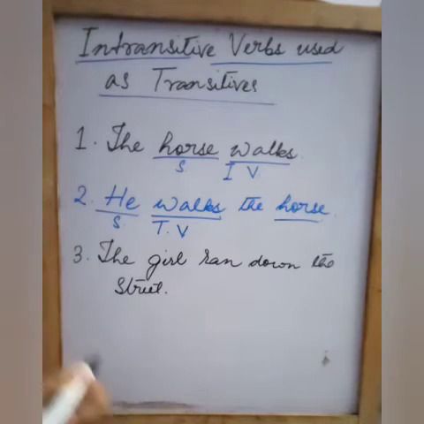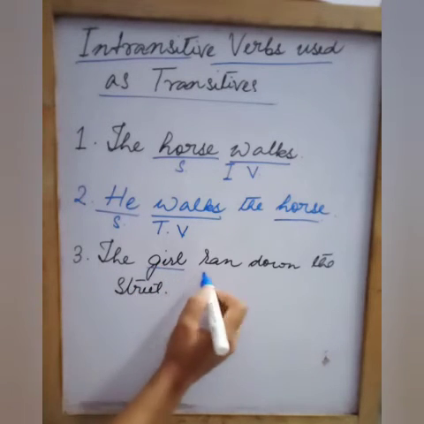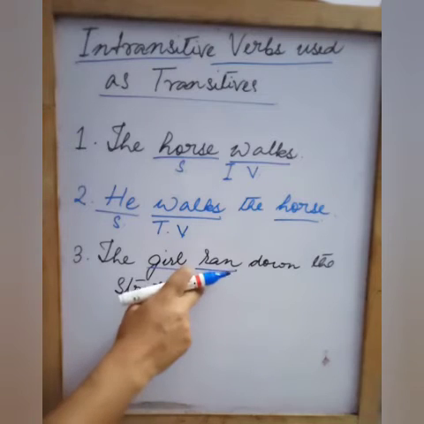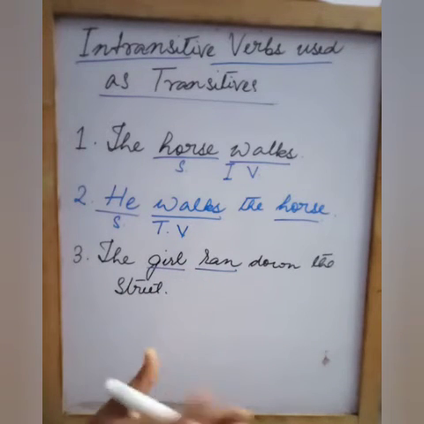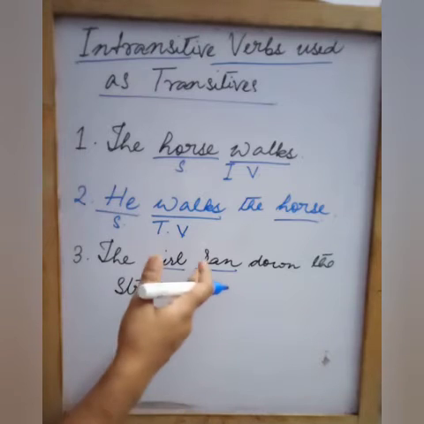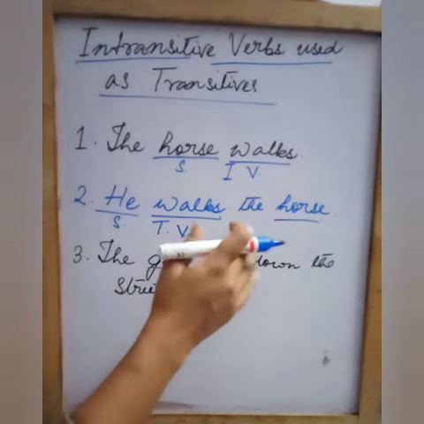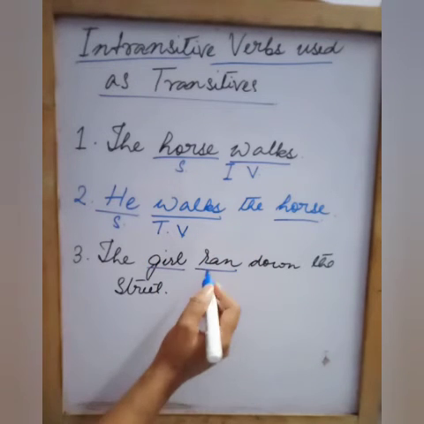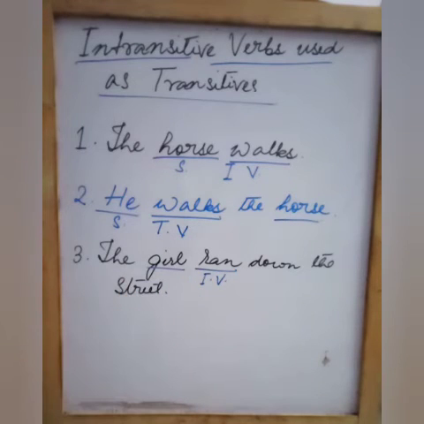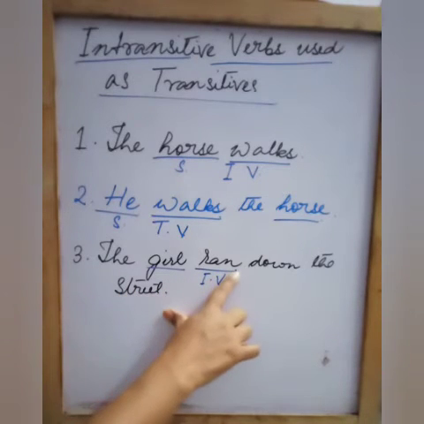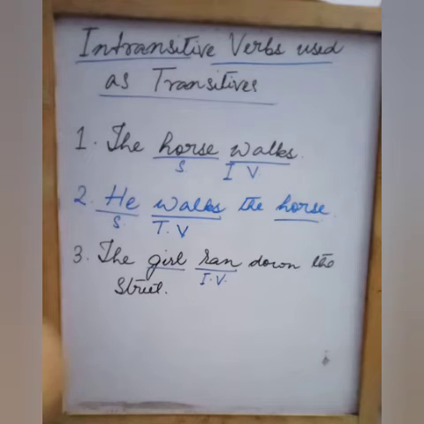Now see, in this sentence also the girl is there, the subject, the verb is what? Ran down the street. Here there is no object, because you see the action done by the girl is not being transferred to any object. So this ran in this sentence is an intransitive verb. Now I can write a sentence with this same verb and change it into a transitive verb. How will I do that? Let's see.